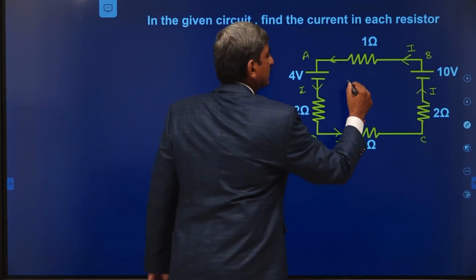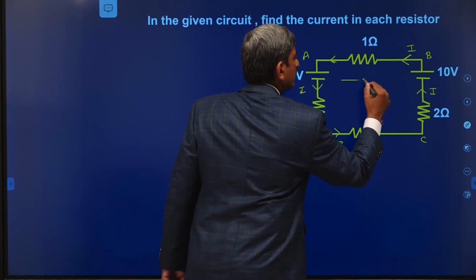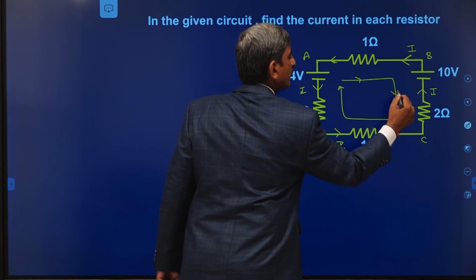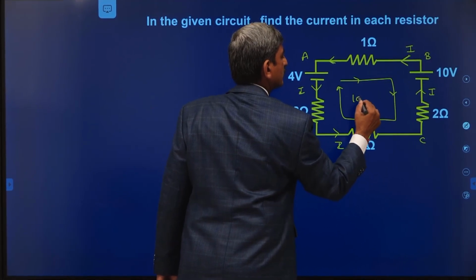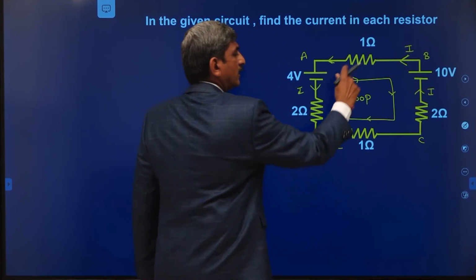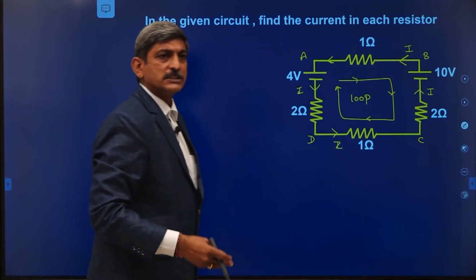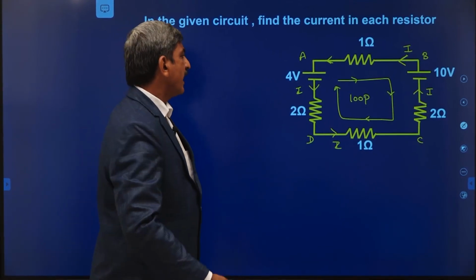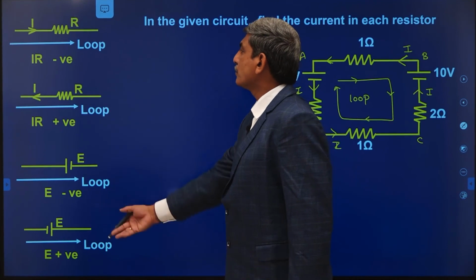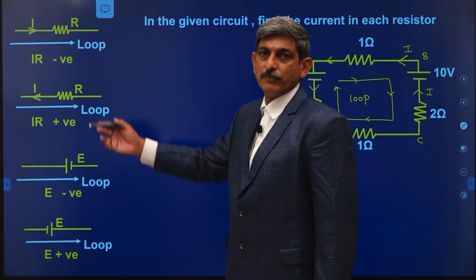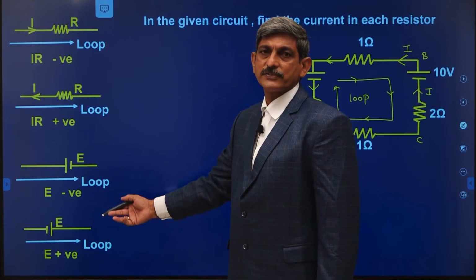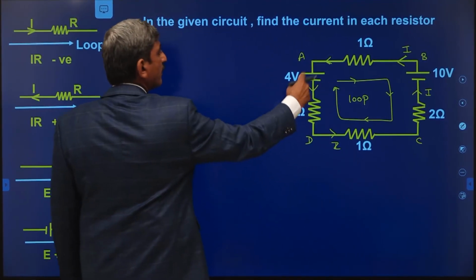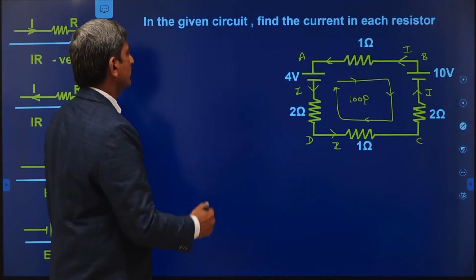Now, here I am considering the loop along the path A, B, C, D, A. This is the loop I am assuming to solve the problem. Now when we are traveling along the loop, there are potential drops and EMFs in the circuit. I already explained the rules used to identify the sign of the potential drops and EMFs in the previous slide. Now using these rules, I am going to apply Kirchhoff's voltage law for that network.